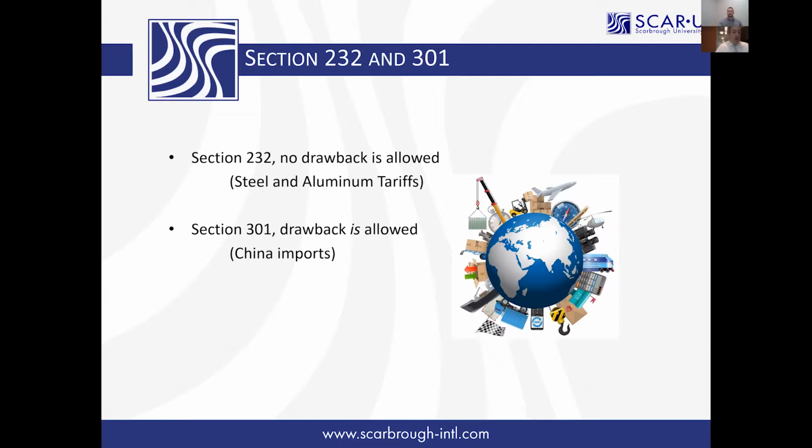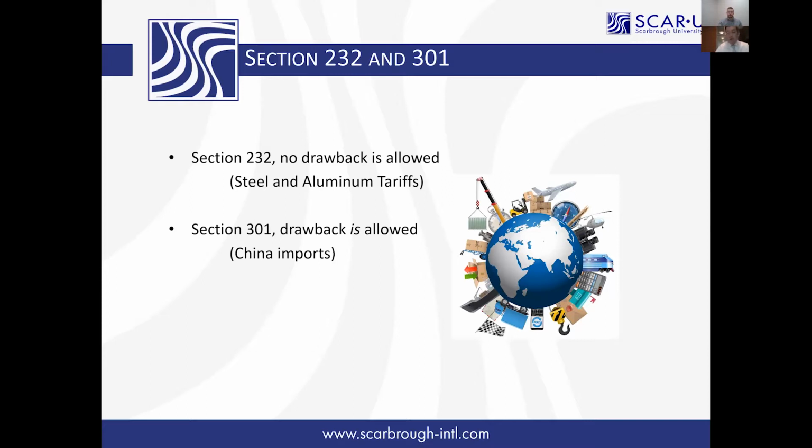Section 301 tariffs, by contrast, are specific to China. They were imposed by President Trump, the first batch of it starting in July, under Section 301 of the Trade Act of 1974. And these are punitive tariffs in response to allegations that China has engaged in unfair trade practices relating to intellectual property rights. These are still in place.